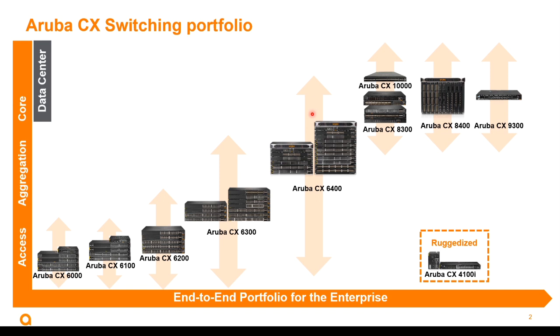And then across to the right we go clearly to some of our data center switches, which are the 8300, 10000, 8400 and 9300. And just here on the bottom right we have our ruggedized switches, which are really around an IoT base, which provide high temperature switches in both a DIN form factor and a 1U rack mountable switch too. So let's move on and go into some more details around CX switches.